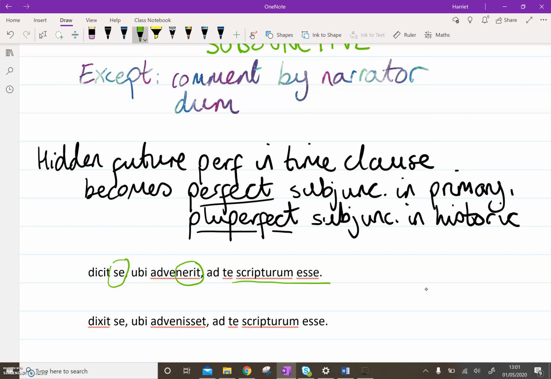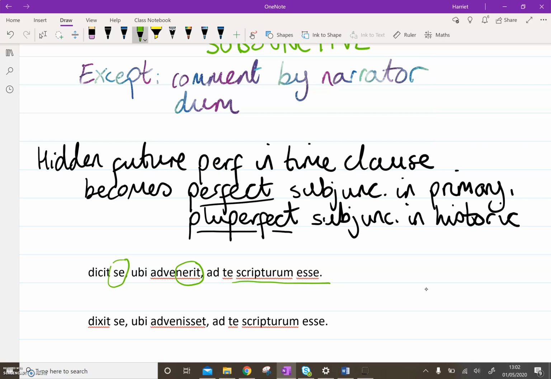So if we translated this sentence, just the indirect statement and not the subordinate clause, it would say, he says that he will write to you. Okay. So then we've established that advenerit represents a future perfect, because it's perfect tense but it's followed by a future infinitive. So therefore we've got to make it happen before that infinitive. What happens before the future? The present happens before the future. So he says that he will write to you when he arrives.